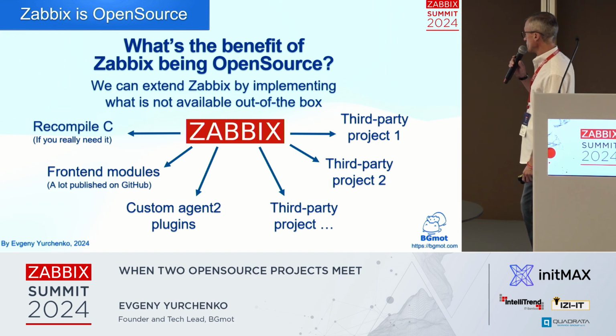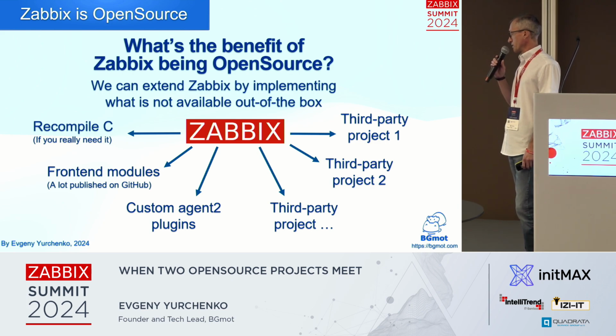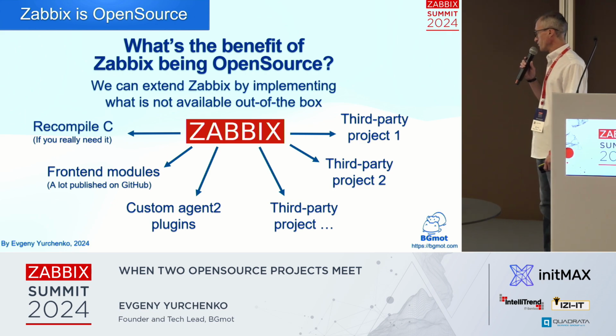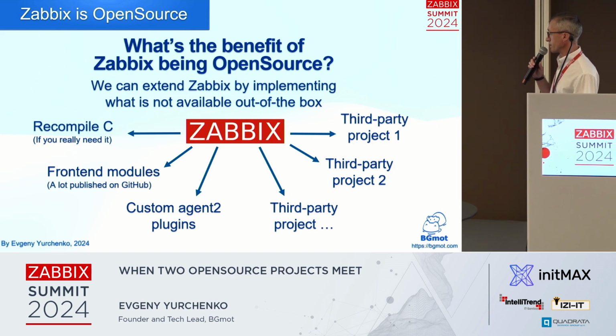Now, what's the benefit of Zabbix being open source? Actually, lots of benefits. You can recompile C and modify something. You can write front-end modules, lots of them published on GitHub, available for everybody. You can customize the Zabbix agent by adding plugins and a bunch of third-party projects. And about one of these third-party projects, I'm going to talk today.